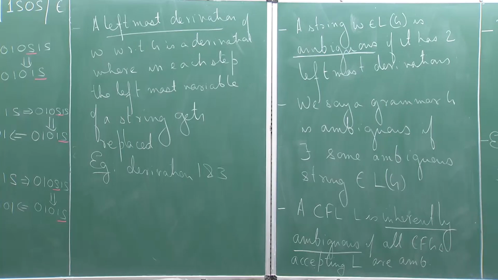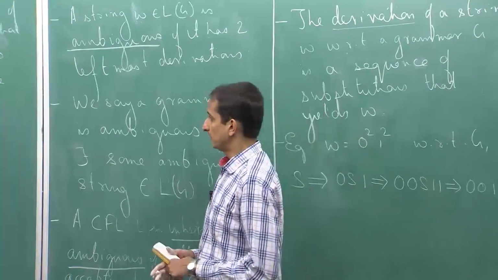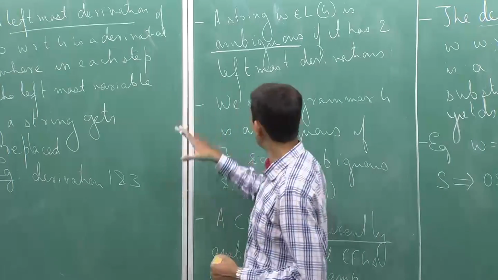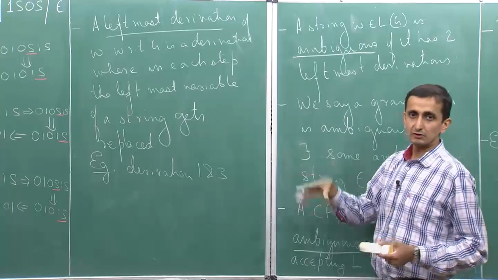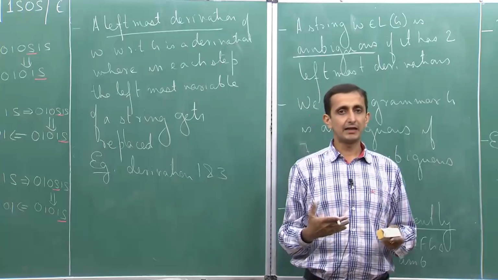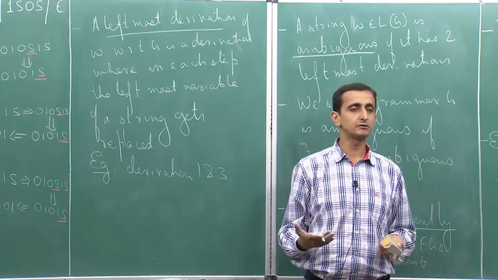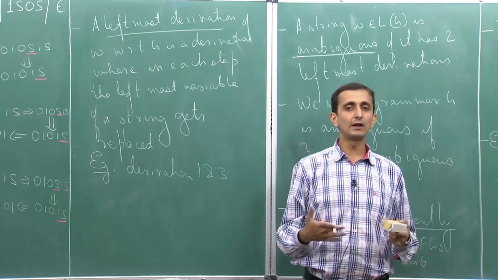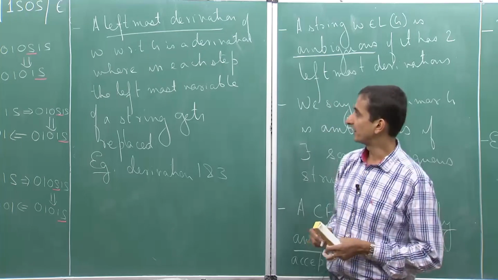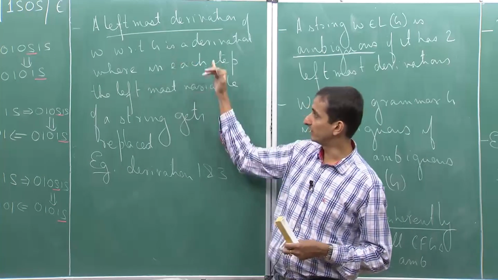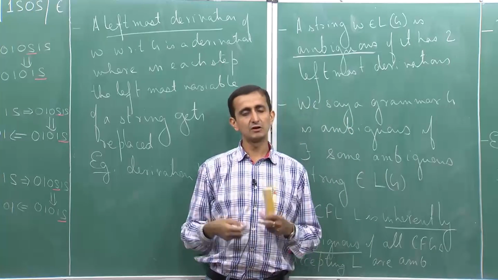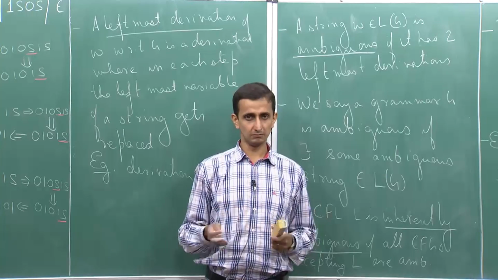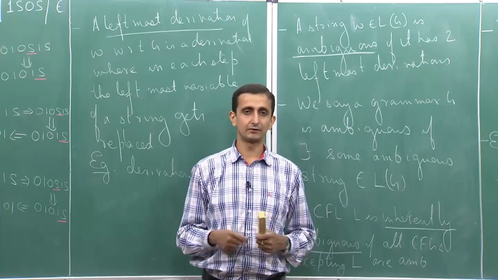I will end here with a note that this is one way of defining ambiguity. An equivalent way is that we say that a string is ambiguous with respect to a grammar if and only if it has more than one parse tree. So one way of defining is with respect to derivations: if a string has more than one leftmost derivation, we say it is ambiguous. Also, if it has more than one parse tree, we say that it is ambiguous, and both these notions are actually equivalent. One can actually prove that.